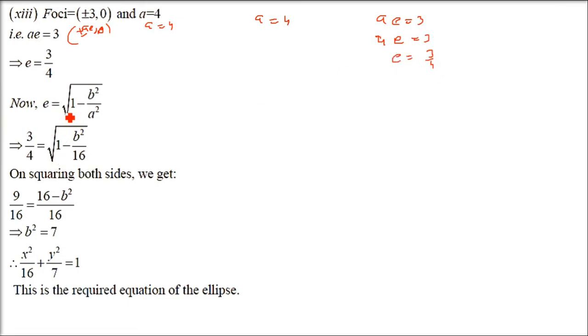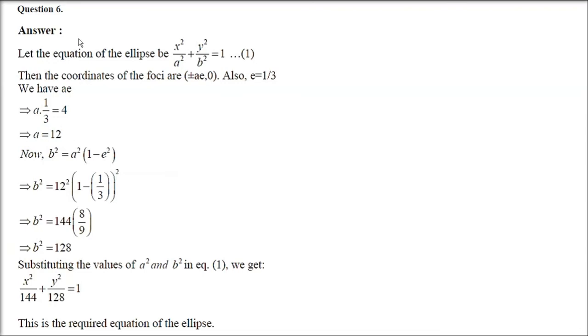Now put it here, and because the foci are on the x-axis, you will put e as under root 1 minus b square by a square. So now you can just find out b from here, because a is already known. Square them, put them in the denominators of x square and y square. This is the final equation.